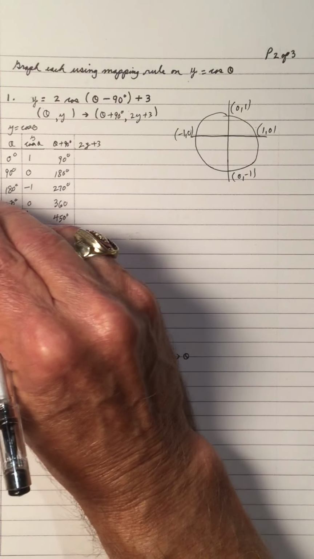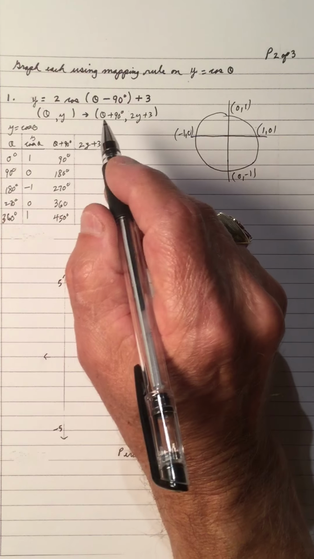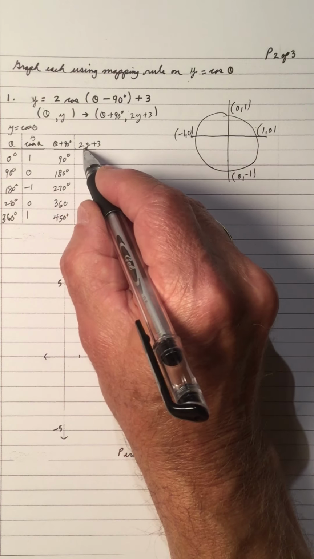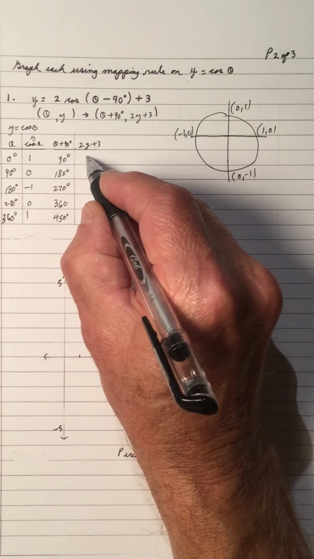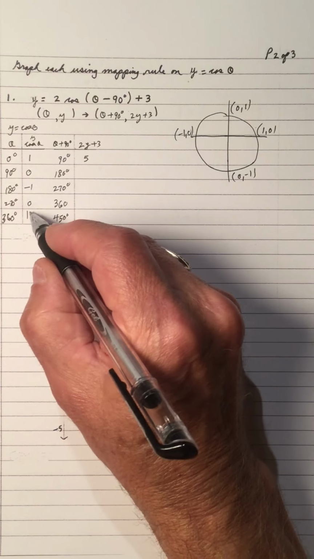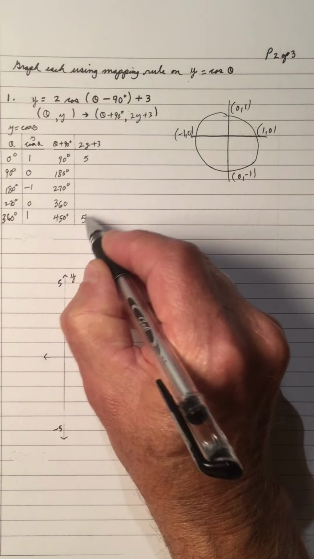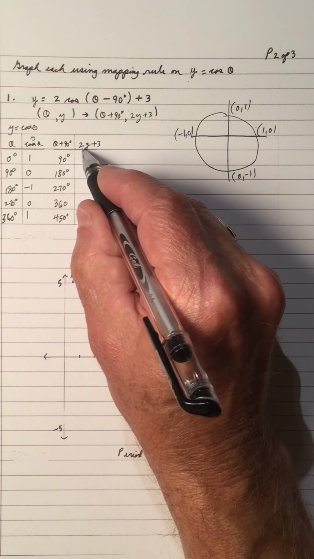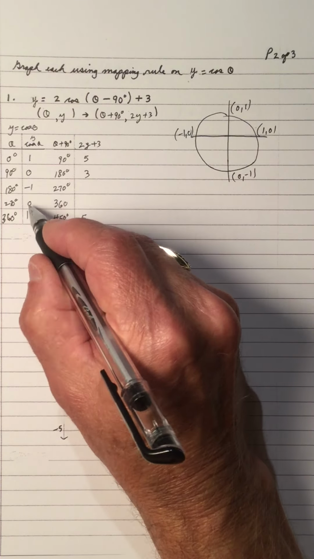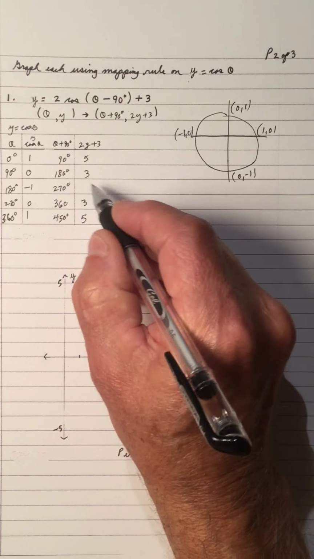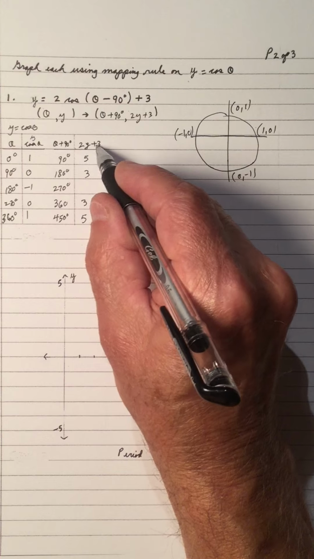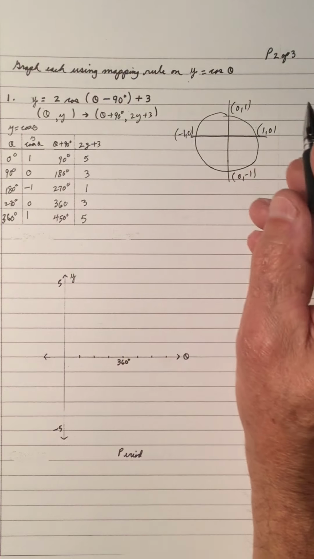Now let's plug the y values in. Plug the 1 in: 2 times 1 is 2, plus 3 is 5. So the first is 5, and this last one is also 5. Now let's plug a 0 in: 2 times 0 is 0, plus 3 is 3. So we get 3 here and 3 here. Let's plug a negative 1 in: 2 times negative 1 is negative 2, plus 3 is 1.